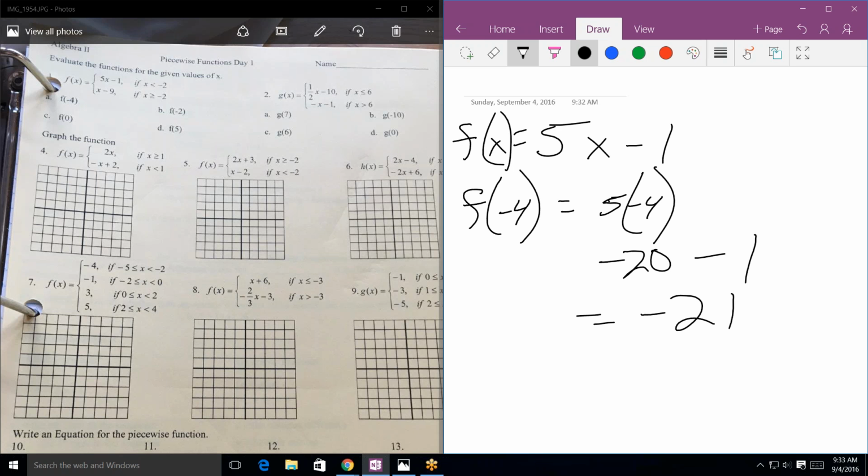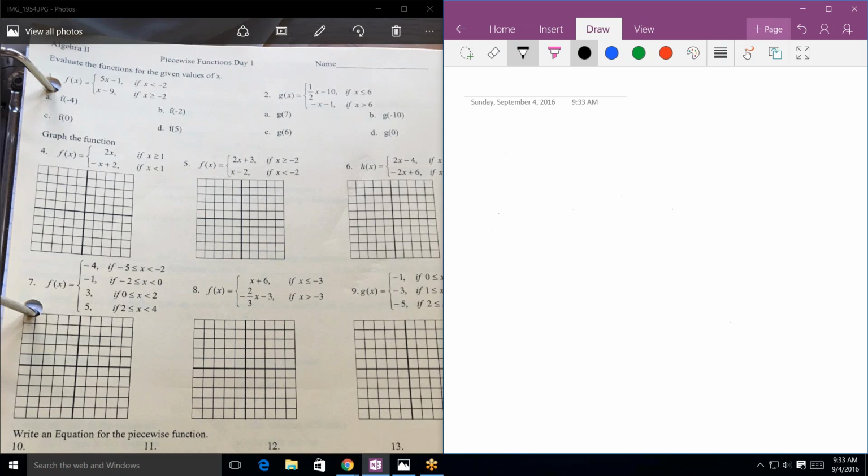Now what is f of minus 2? Which function do you use? You would use the second one because it is equal to minus 2. So what's the answer? You just plug it in. Minus 2 minus 9, so minus 11.